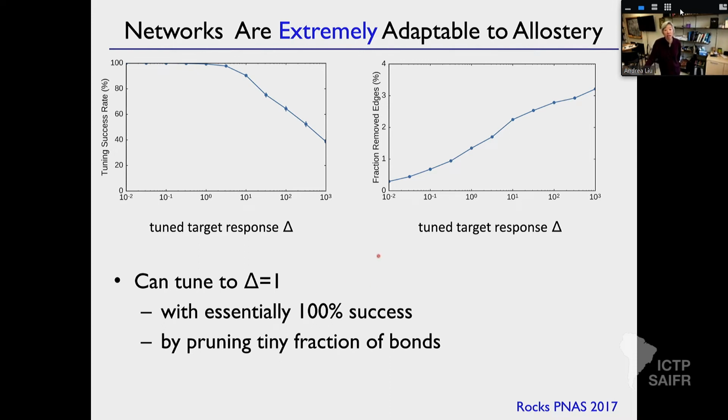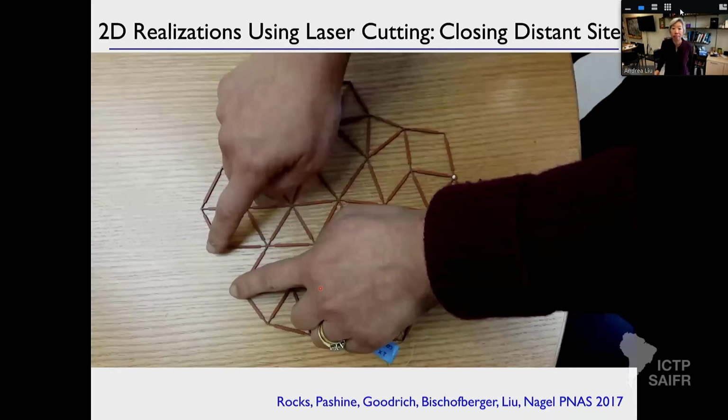Okay, so we can get a strain here that's the same as the source strain with essentially 100% success, pruning a very tiny fraction of the bonds. Okay, it's really, really easy to get allosteric. And when we do that, we can take the design networks that we get by doing gradient descent on the computer, and we can laser cut them. This was done by Nidhi Pashin in Sid Nagel's lab. So she laser cut these networks.